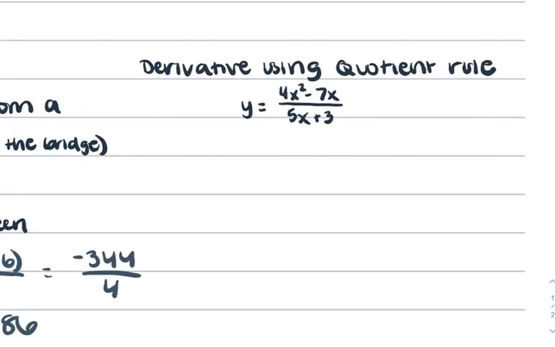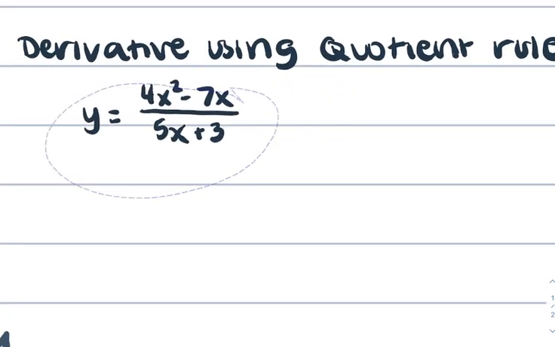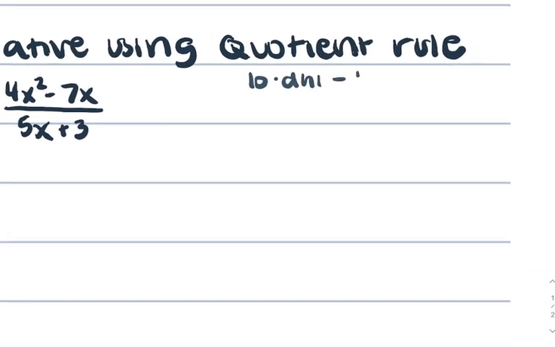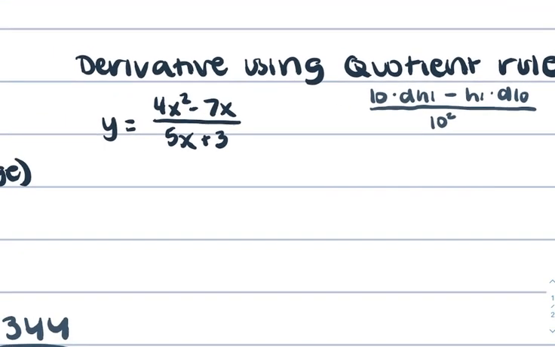Okay, the derivative using the quotient rule. If you remember from the slides, it says on the little cheat sheet that the derivative using the quotient rule is low d high minus high d low: low times the derivative of high minus high times the derivative of low, over low squared would give us our derivative.